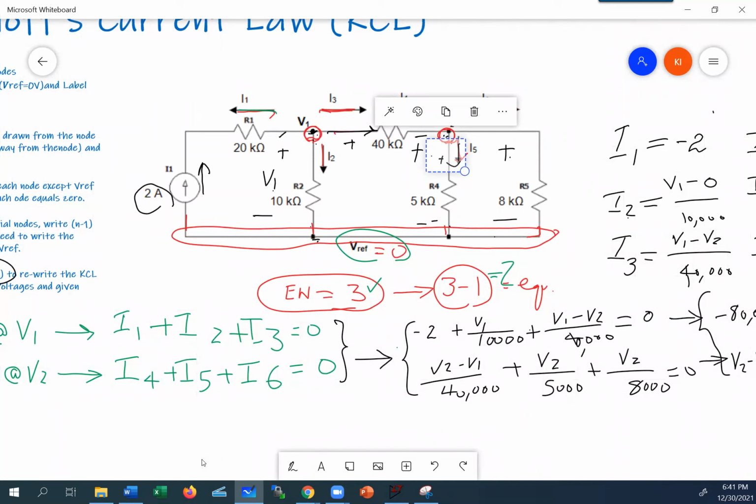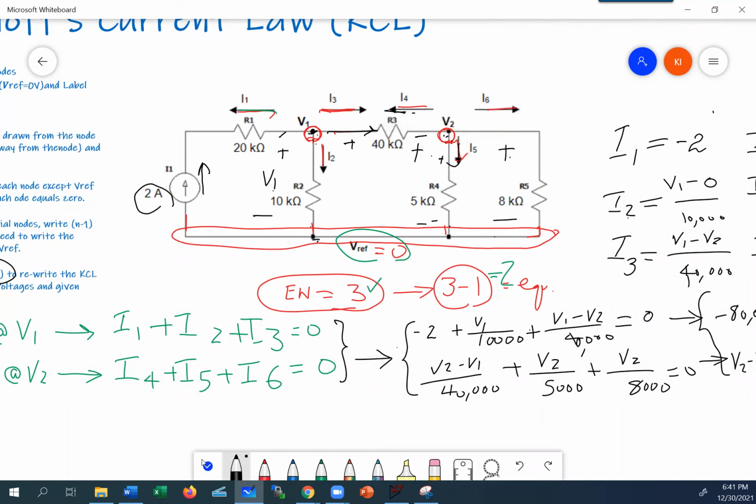Now, if you're comfortable, one thing you want to notice, if you don't want to write this step, I would encourage you to continue to write it until you're comfortable. But if you don't want to write this equation, you can mentally do this. You say, okay, I'm going to this branch, find the current is -2. Here, I know the current is going to be the voltage divided by the resistor, 10. Here, it is going to be this voltage minus that voltage divided by 40,000. Here, it's going to be this voltage minus that voltage divided by 40,000, this voltage divided by 5,000, and this voltage divided by 8,000.